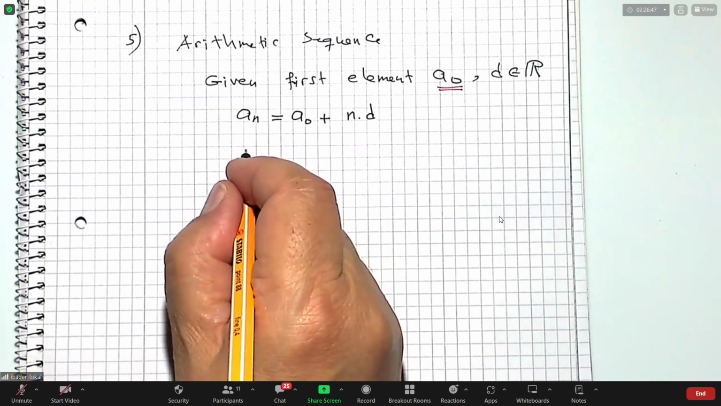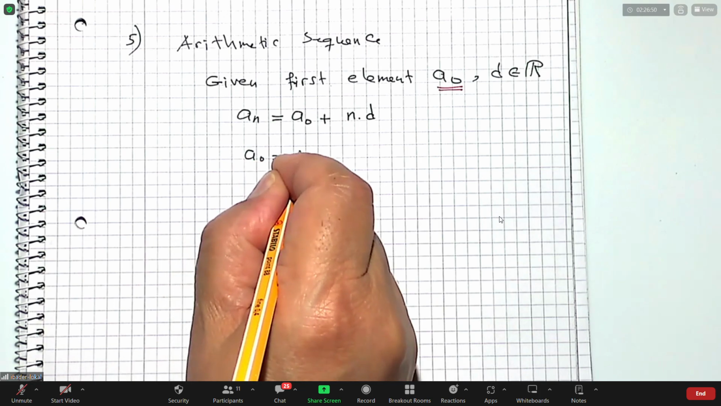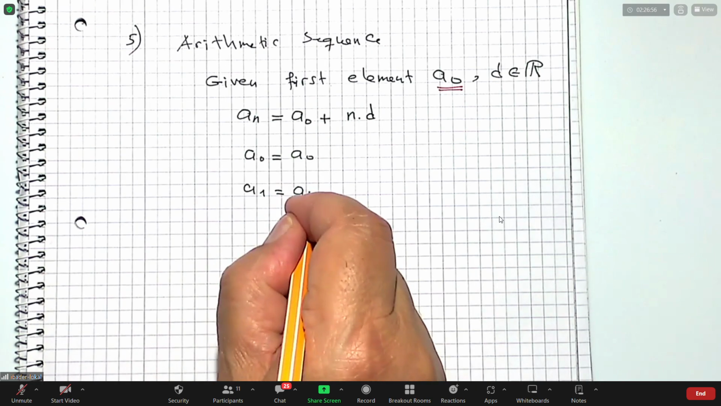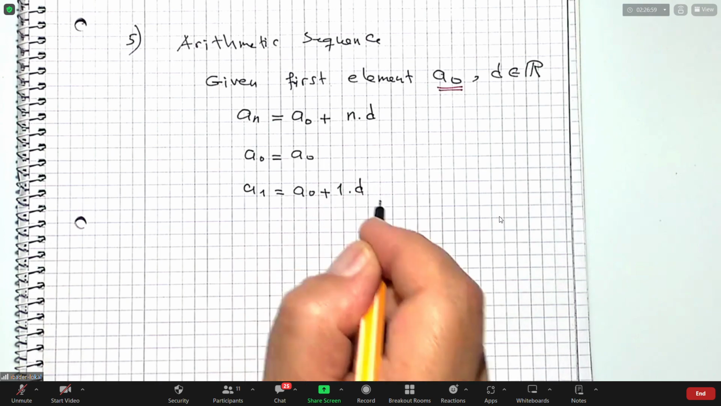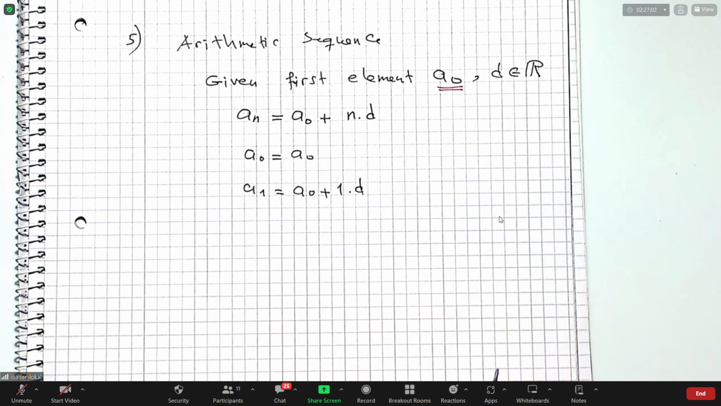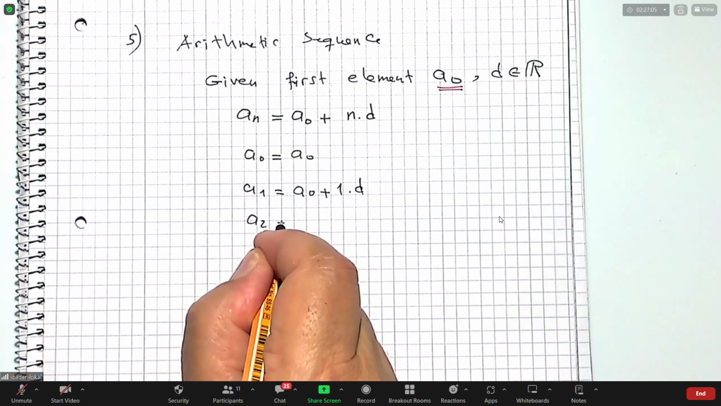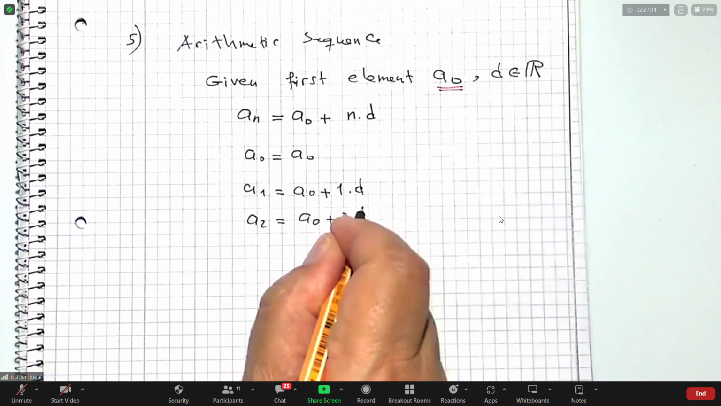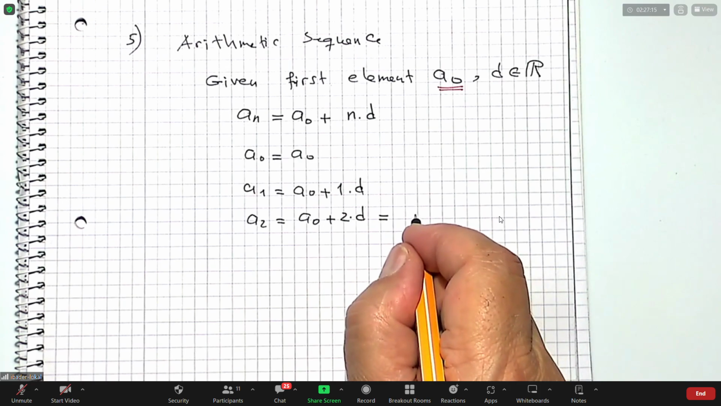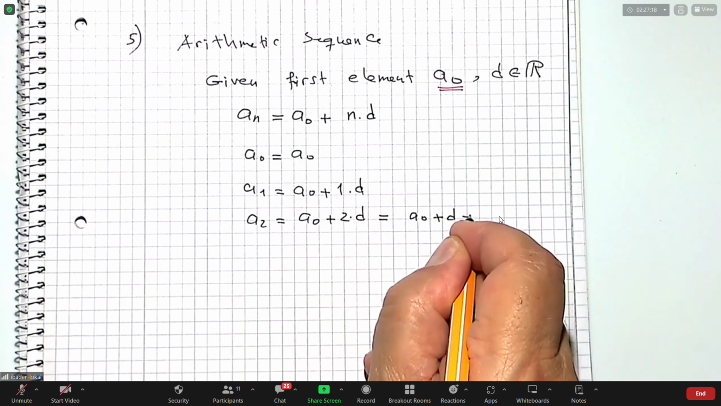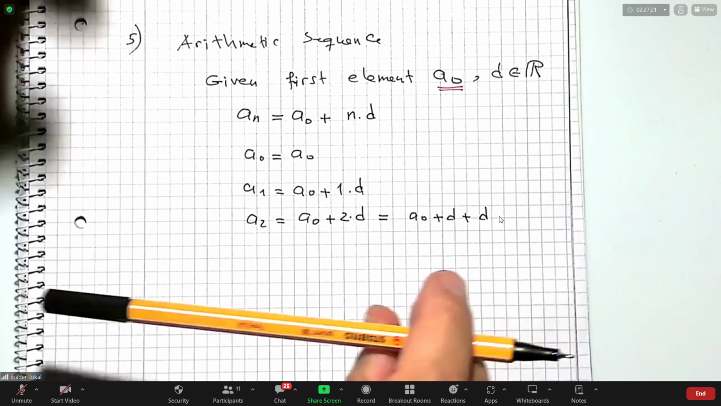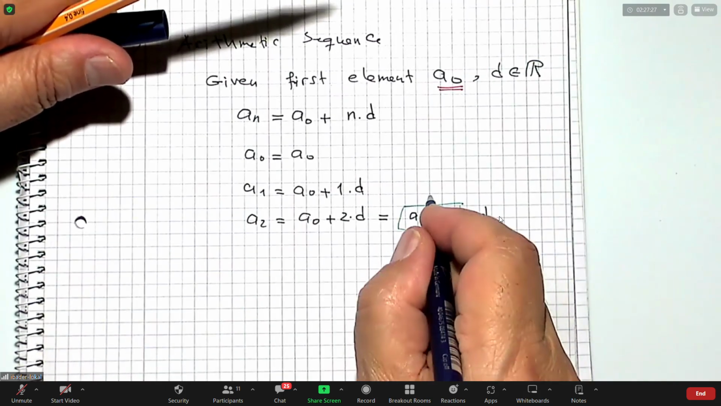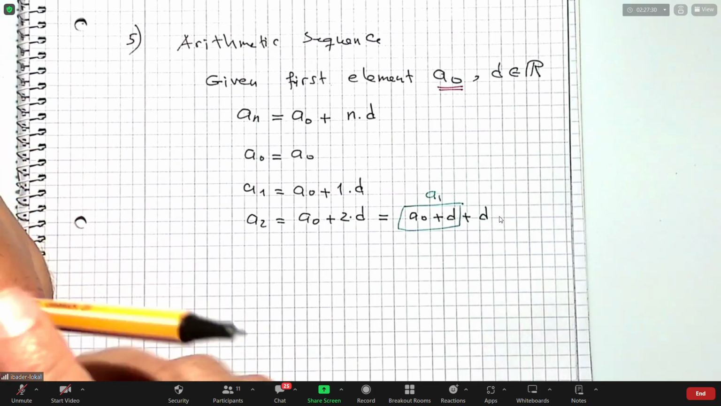So let's generate the first four elements here. a0 is obviously a0. a1 is equal to what? a0 plus 1 times d, okay? a2 equals a0 plus 2d, but this is just equal to a0 plus d plus d, right? But a0 plus d here is just a1.